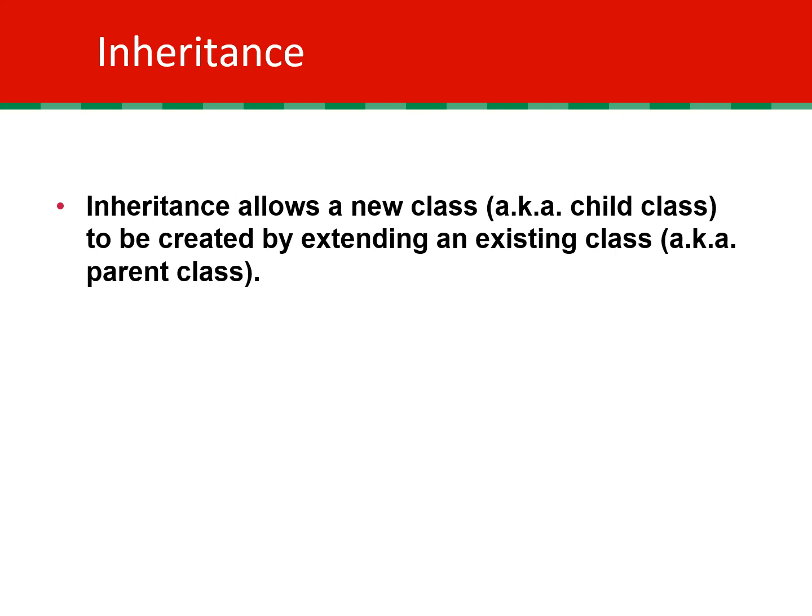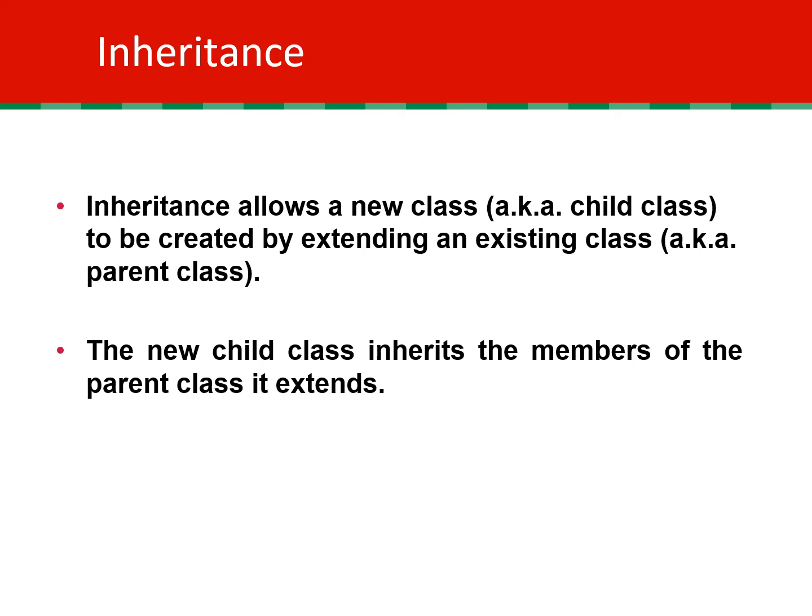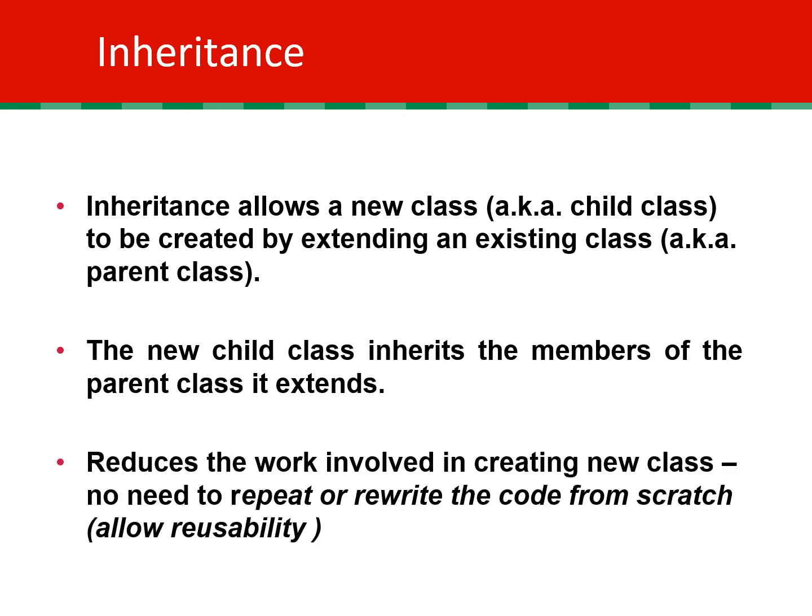The third concept or characteristic of object-oriented programming is called inheritance. Inheritance allows a new class to be created by extending an existing class. The existing class is the parent class. So you don't have to create a class from scratch. You have to check first whether there is a parent class already defined in your code. The new child class inherits the members of the parent class instead.